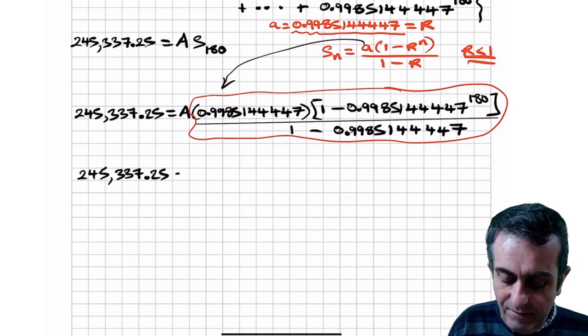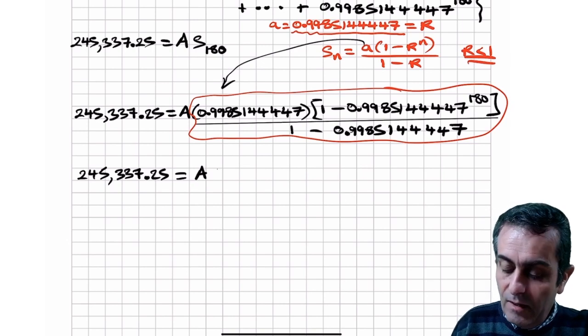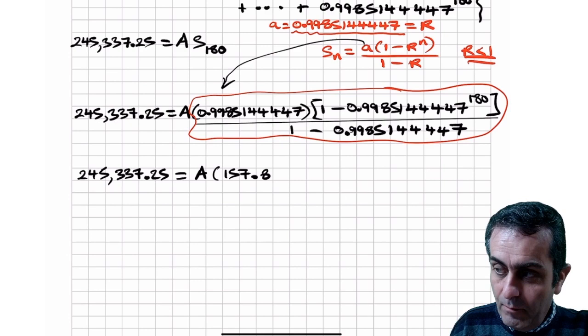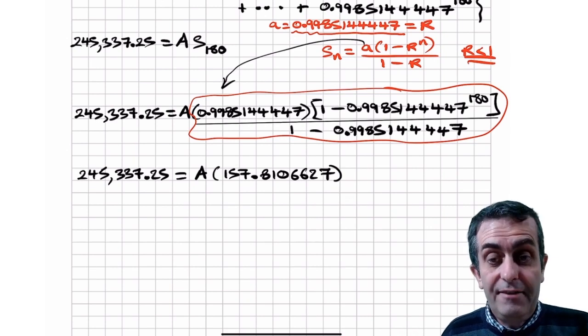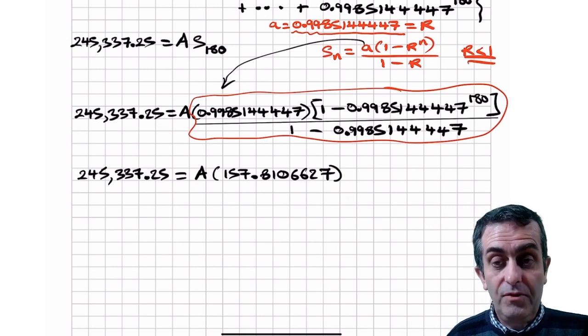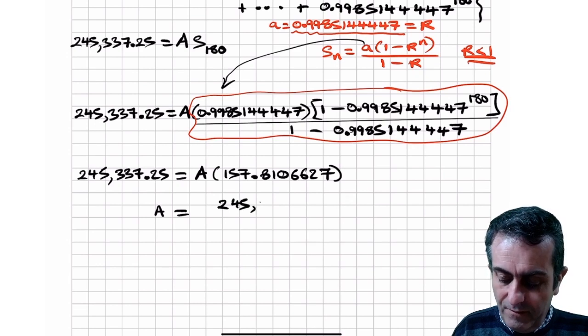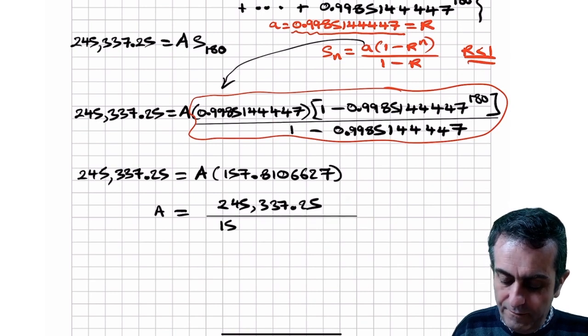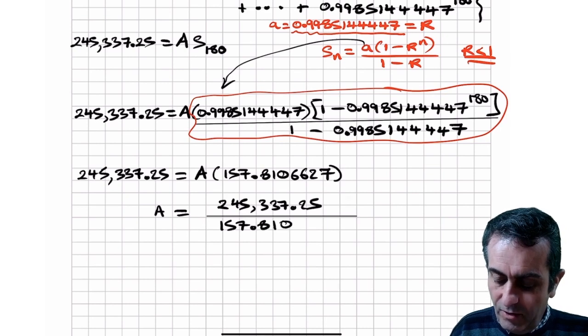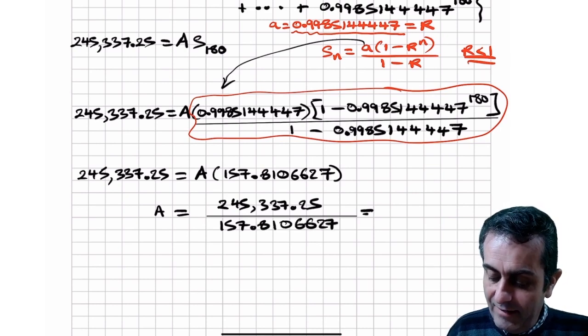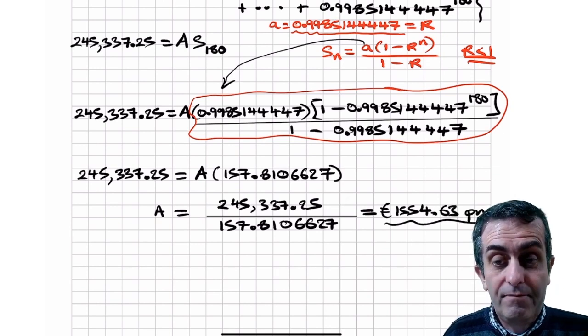Now when we calculate that, we get 245,337 euro 25 cent equals the monthly payments capital A multiplied by 157.8106627. So all that's left now is a matter of dividing across by 157.8106627. So the monthly payments capital A is 245,337.25 divided by 157.8106627. And that's going to give us a value of €1,554.63 per month during her retirement.